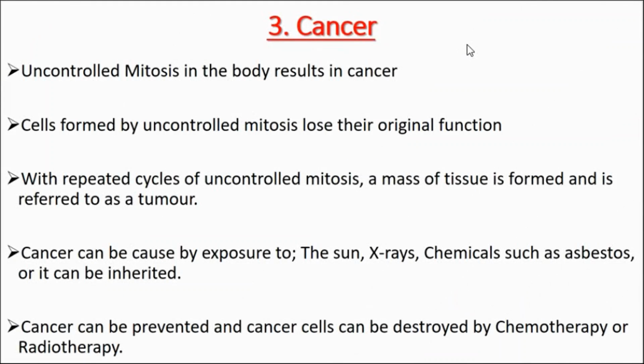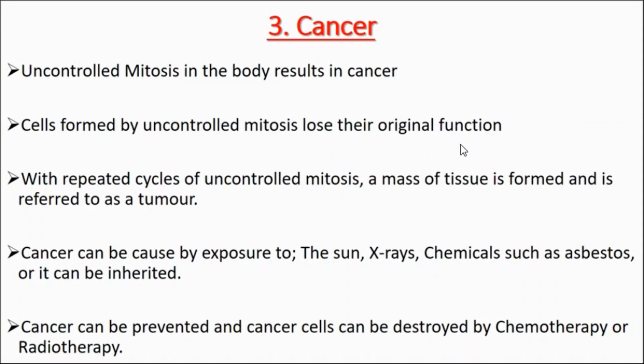Now let us look at cancer. So cancer is uncontrolled mitosis. So uncontrolled mitosis in the body results in cancer. The cells that are formed by this uncontrolled mitosis lose their original function. As you'll remember, there was specialization and differentiation. Every cell formed has to be specialized and differentiated. But the cells formed by uncontrolled mitosis do not go through specialization and differentiation, so they lose their original function. So they are useless cells.